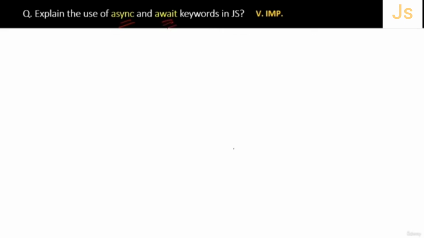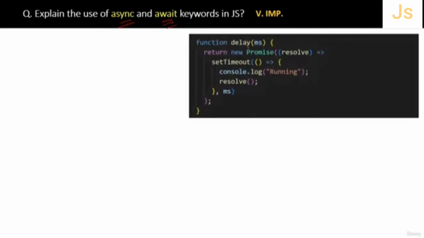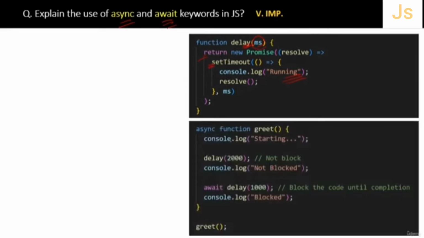Here is the code where one function, delay, accepts milliseconds as a parameter and returns a promise which prints this running statement inside the code by the setTimeout asynchronous function. Now let's see the async await code. Here is an async function greet. The role of this async keyword is to make the whole method run asynchronously. What it means is, when I execute this, here is the output.